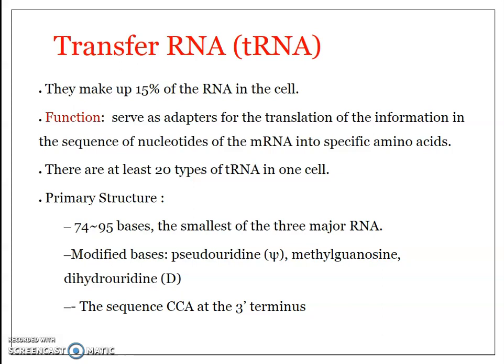Okay, it can be considered as an adapter molecule that can accept the particular amino acid complementary to the codon present on the mRNA. Now, they make up almost about 5% of the RNA in the cytoplasm, 10 to 15% of the total cellular RNAs, it is the tRNA. The main function, as already mentioned, is that they function as the adapters for the translation of the information in the sequence of nucleotides of the mRNA into specific amino acids.